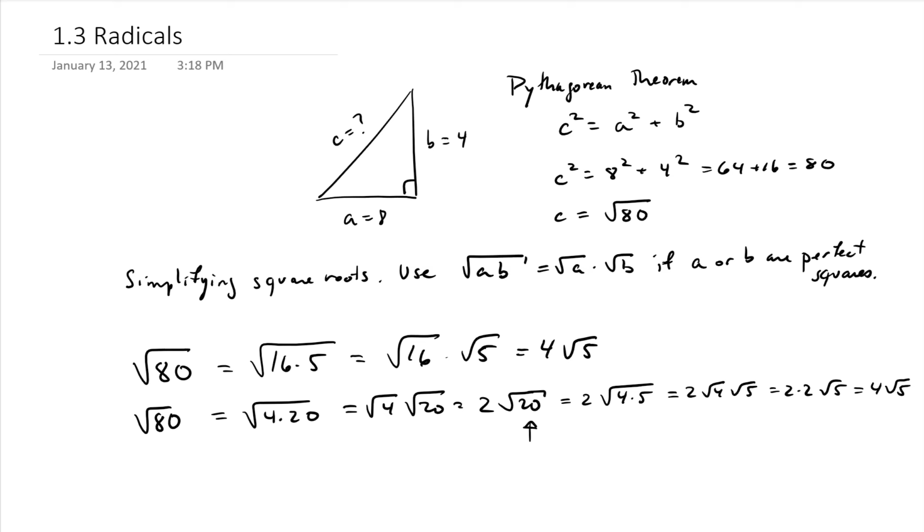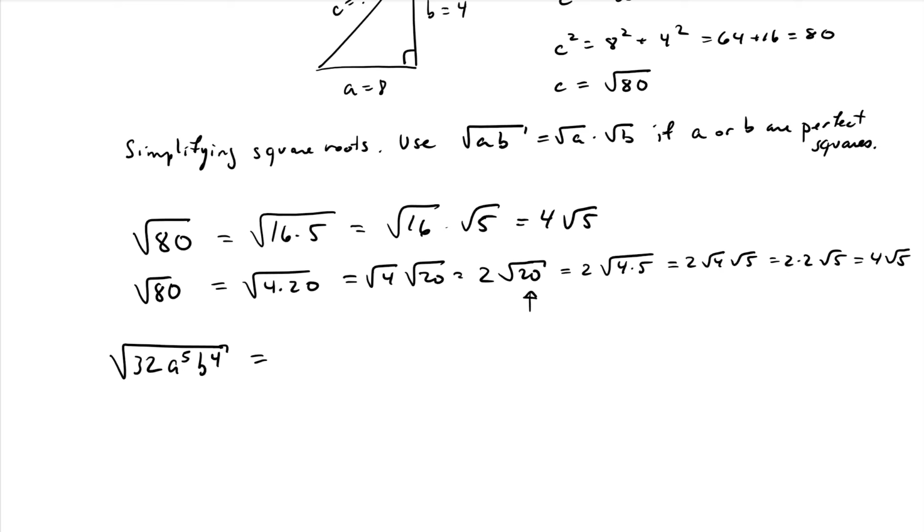Maybe another example: root of 32 a to the 5 b to the 4. Once again, we're trying to see whether there are perfect squares that are factors of this expression. Well, 32 is 16 times 2. 16 again, so that's good. I'll write 2 times 16. Let's start with b. B to the 4 is always, if it's an even power, the square of something. Using our power rule, 4 can be written as 2 times something because it's even. So b squared, squared, is b to the 4.